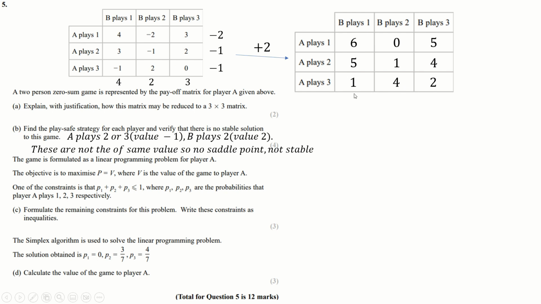So, okay, we've got P1 of playing A, P2 of playing option 2, and P3 of playing option 3. So, okay, if B plays 1, your expected winnings are 6 times the probability you played P1, plus 5 times the probability you played P2, plus 1 times the probability you played P3.